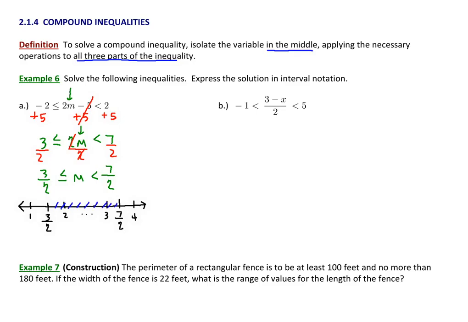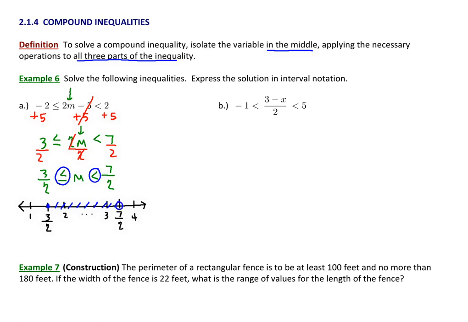And then notice our inequalities are different. So the inequality closest to 3 over 2 is an inclusive inequality. So I'd use a solid point there. Closest to 7 over 2 is a strict inequality, so I would use an open circle there. And then we can, from the graph, translate that into interval notation.